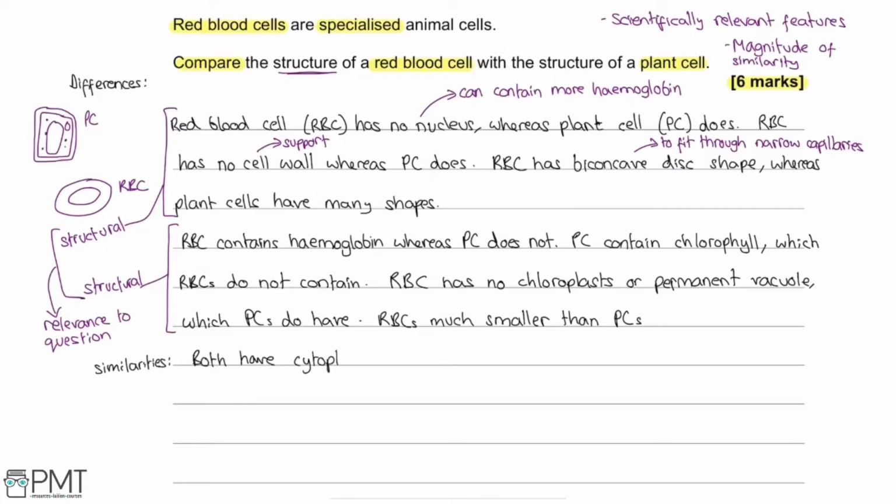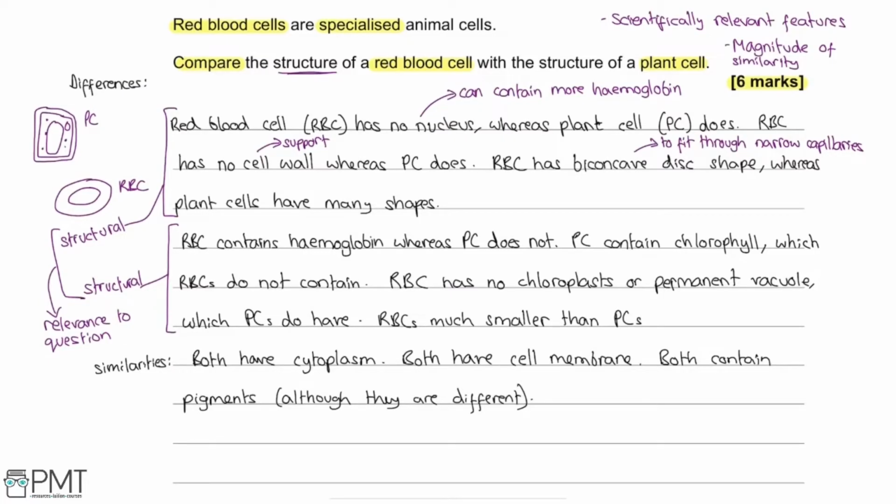Both the red blood cell and the plant cell have a cytoplasm, they both have a cell membrane, and both of them contain pigments, although these are different types of pigment. So now we have plenty of statements, and we can check against those mark scheme specification points. So we've got scientifically relevant features, and we've also got a magnitude of similarity.